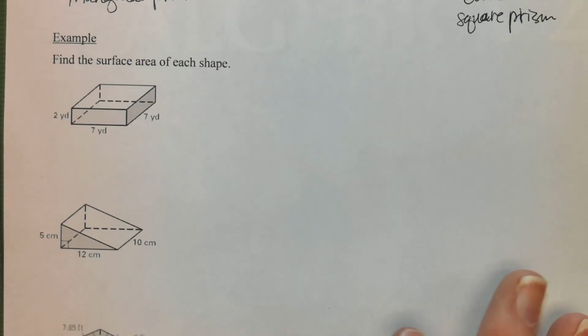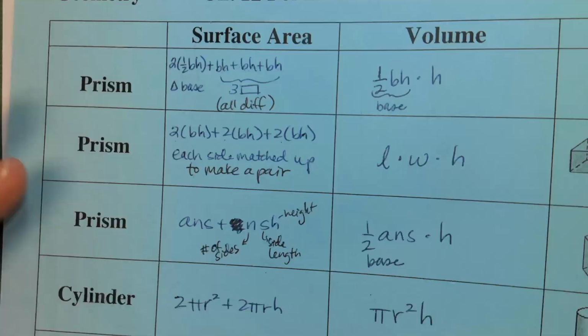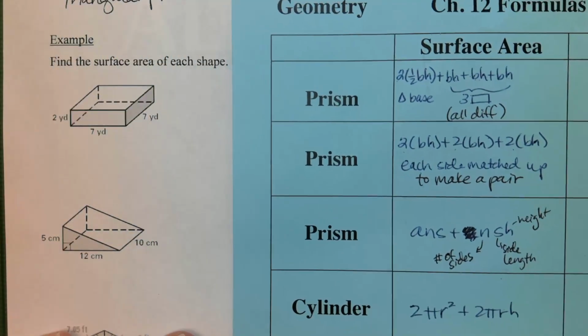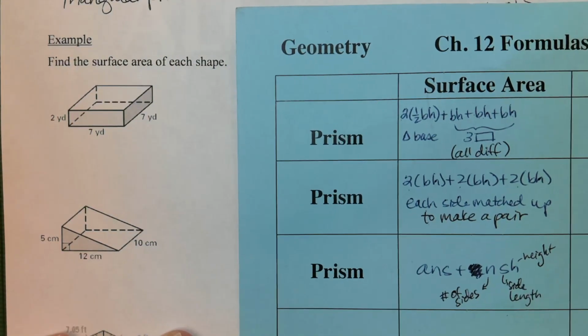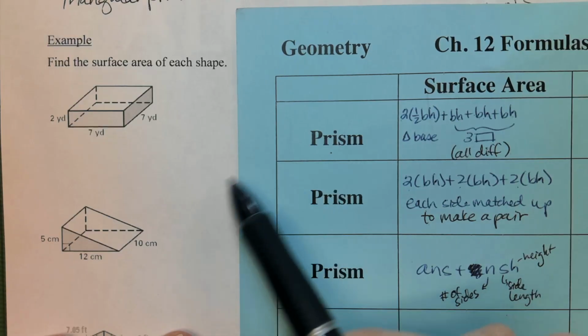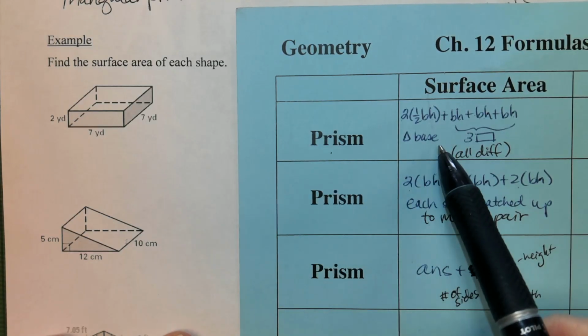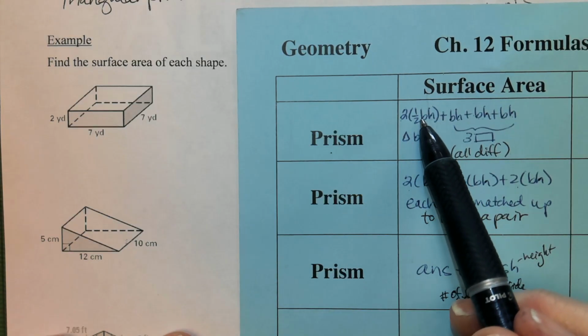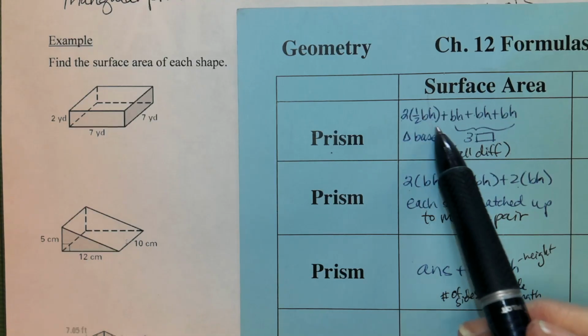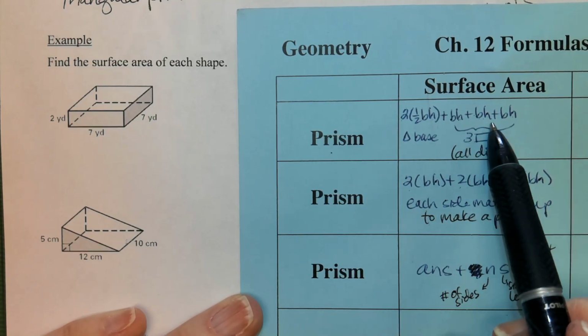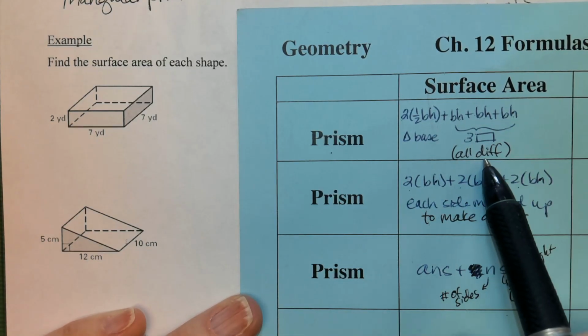So let's try a couple of formulas. If you haven't filled them in yet, your surface area formulas are right here. So we've got the first prism, which is a triangular base. That's this one. The base of it is a triangle, and you have 2 of those. And then you have 3 different rectangles, and they are usually all different.